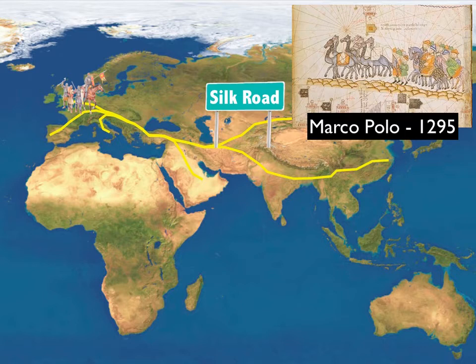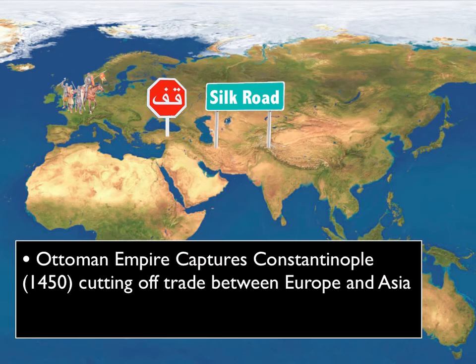Unfortunately for the Europeans, this trade route would not last. In 1450, the Ottoman Empire captured Constantinople at a critical point along the Silk Road, halting overland trade between Europe and Asia. The Europeans needed to find an alternative route to Asia.